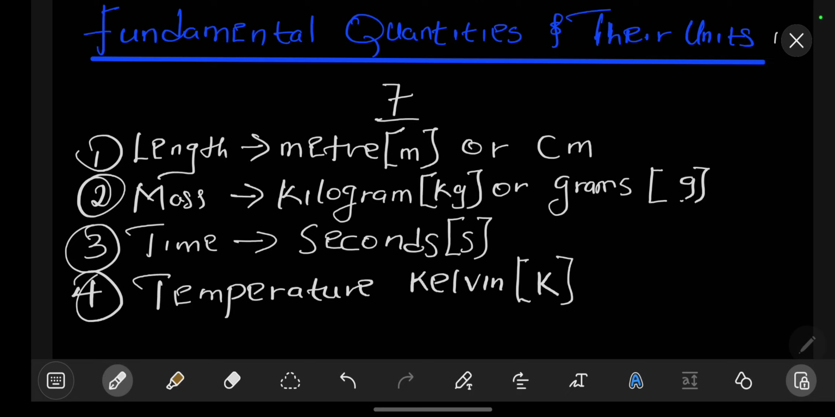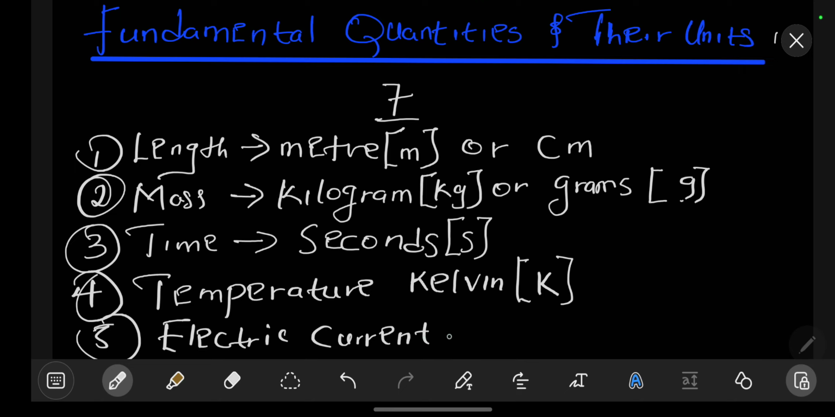That is for that. The fifth fundamental quantity you have to be wary of is electric current. The unit for electric current is ampere, and the symbol for ampere is capital letter A.